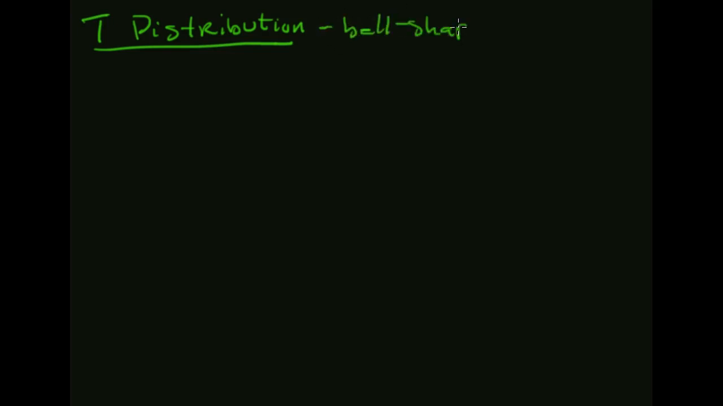Okay, so this is a video on the t-distribution, which is an entirely new distribution for us, but it's a different type of bell-shaped and symmetric distribution. So it's kind of like the normal distribution, and we're going to use it where we would normally use a normal distribution, but it comes up because of certain circumstances.